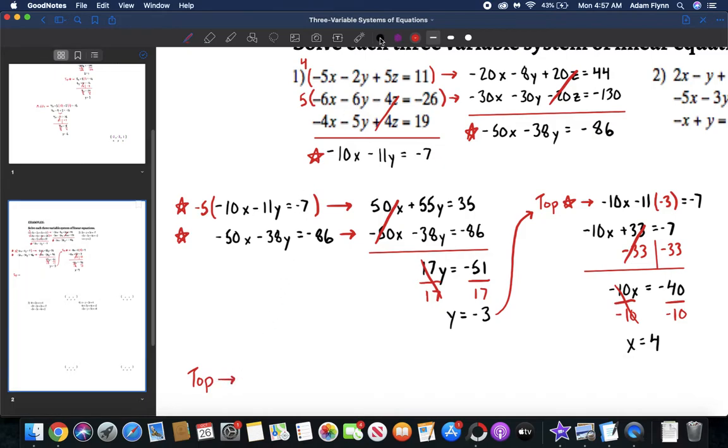So if I rewrite the top equation but plug in some variables here, I get negative 5, but instead of x, I'm plugging in 4, because I now know what x is. Minus 2. And instead of y, I'm going to plug in negative 3.